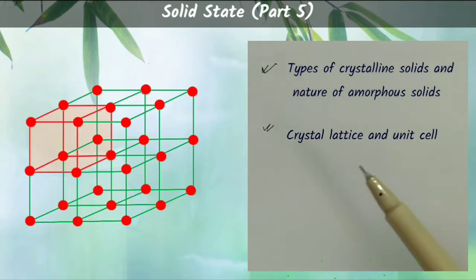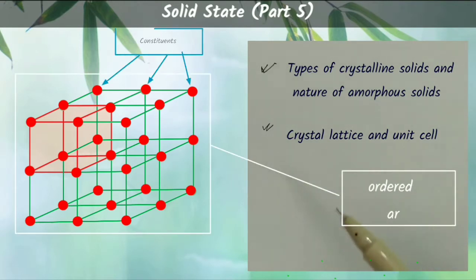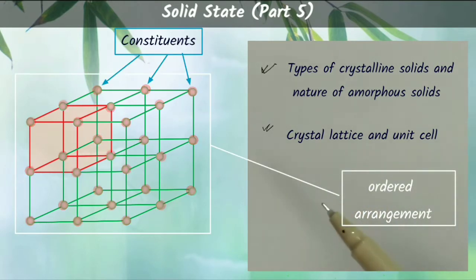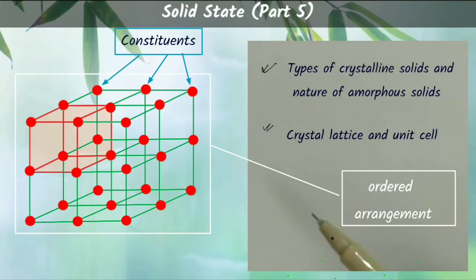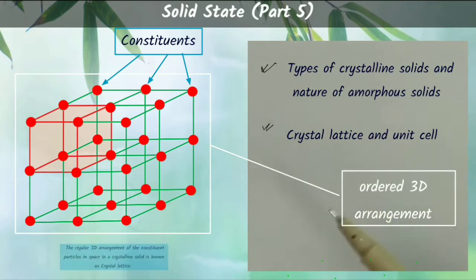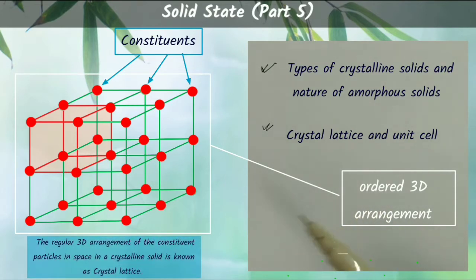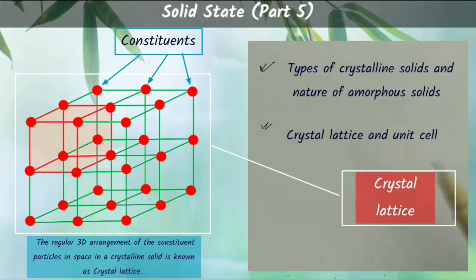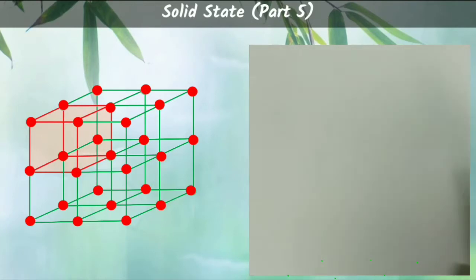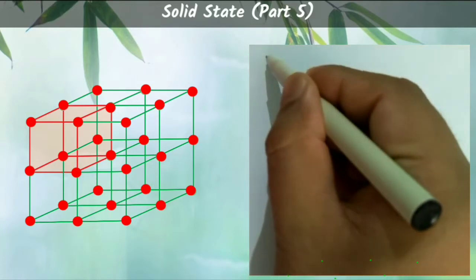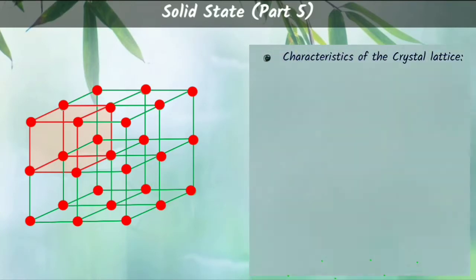So we have already known that in a crystalline solid, the constituent particles are arranged in an ordered way, and there are regular and repeating 3D patterns of constituent particles. The regular 3D arrangement of the constituent particles in space is actually known as crystal lattice. Okay, let us now discuss the characteristics of crystal lattice.